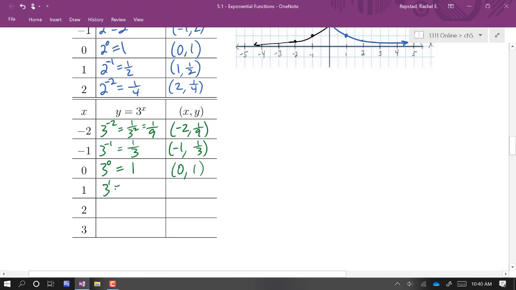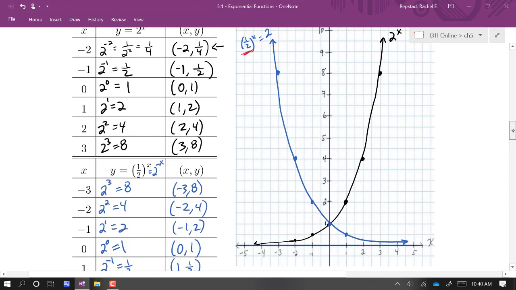Then 3 to the first is 3. Get the point 1, 3. 3 squared is 9. That gives us the point 2, 9. 3 cubed is 27. So we have the point 3, 27. And then we just want to plot these and again sketch this curve.